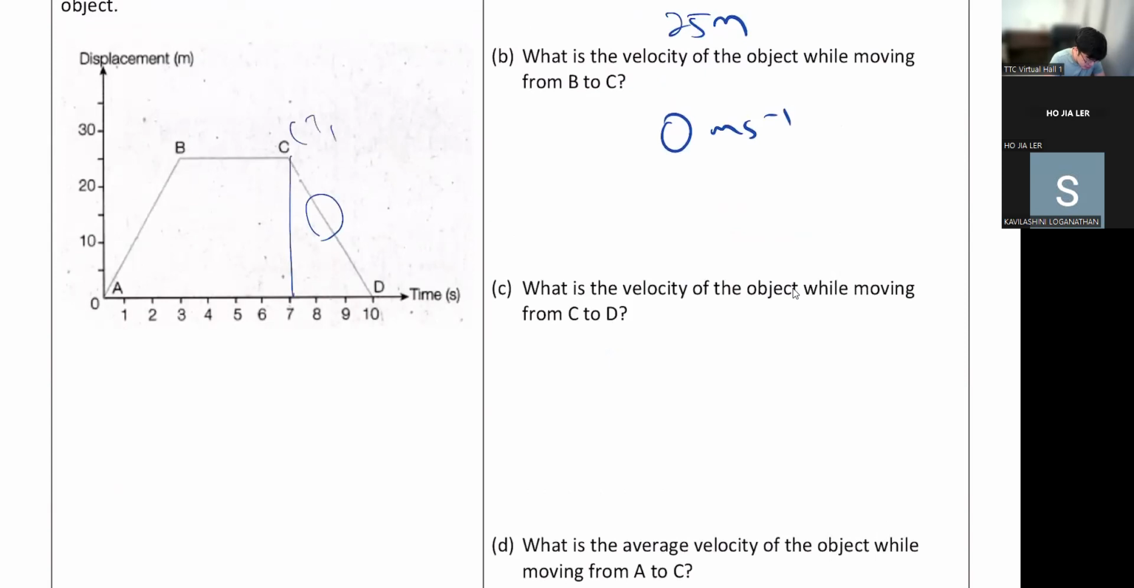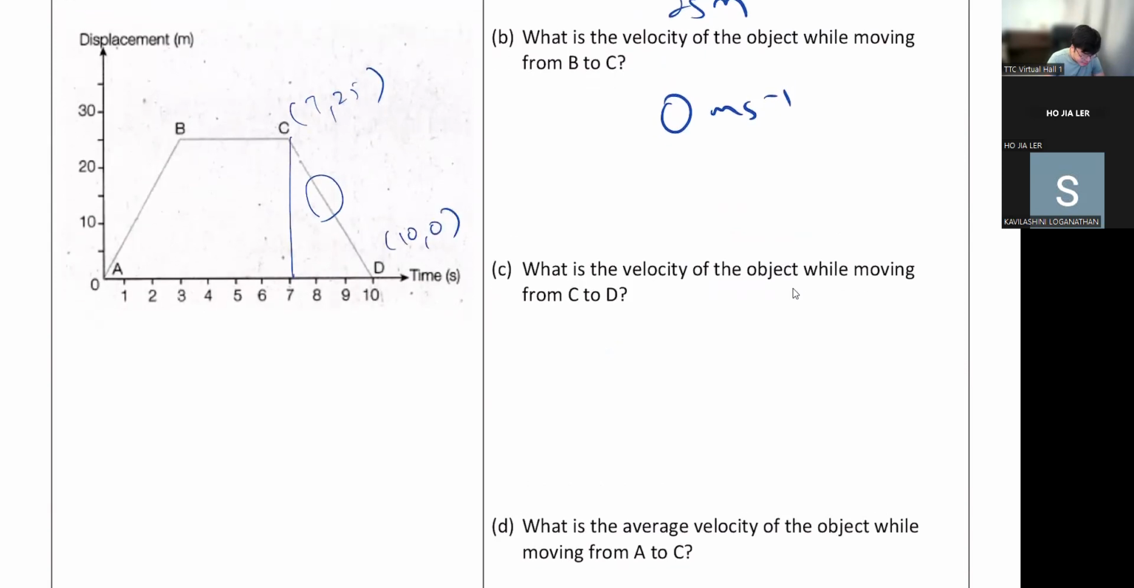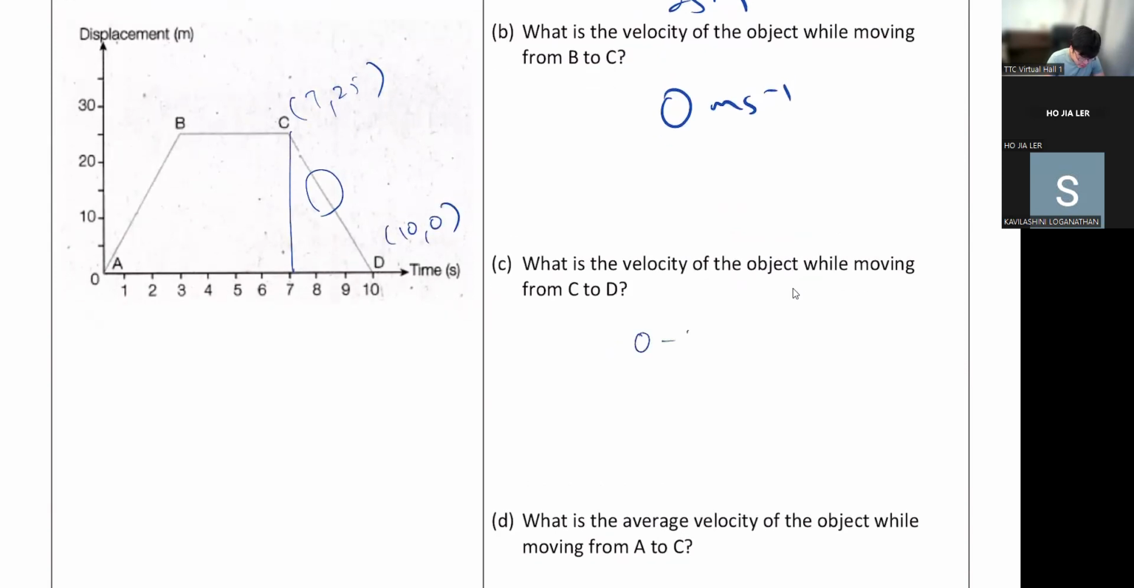So this is (7, 25). This is (10, 0). So 0 minus 25 over 10 minus 7. So negative 25 over 3. So negative 8.33 meters per second.